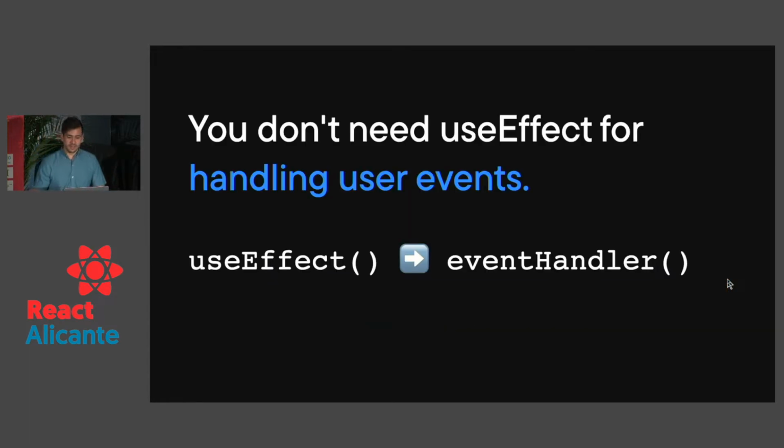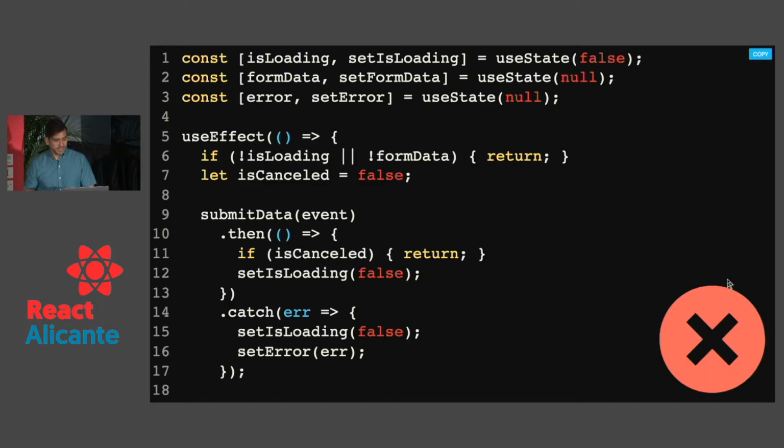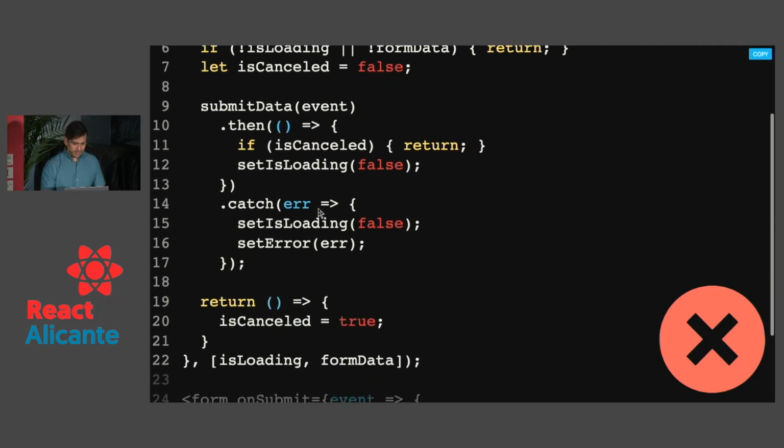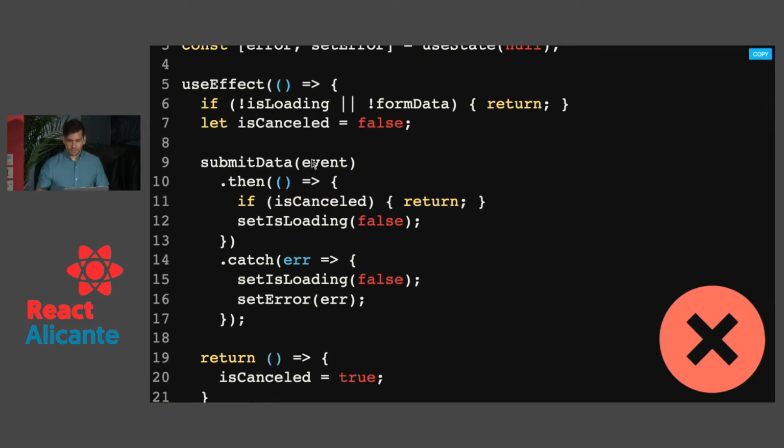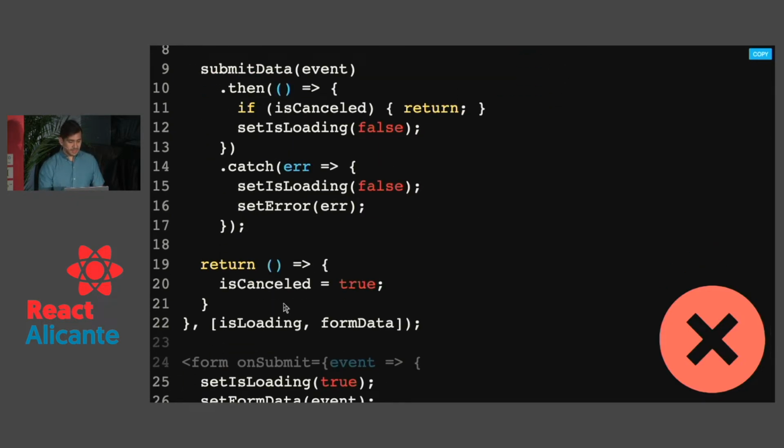Okay, so first of all, you don't need useEffect for handling user events. So like we said, instead of using useEffect, we could use an event handler. So let's take this example. This is an example, again, for submitting form data, where we have a big useEffect over here. And we're doing a bunch of things. We're keeping track if the form is canceled. This is being triggered if we set isLoading to true.